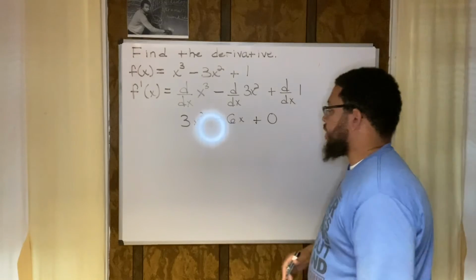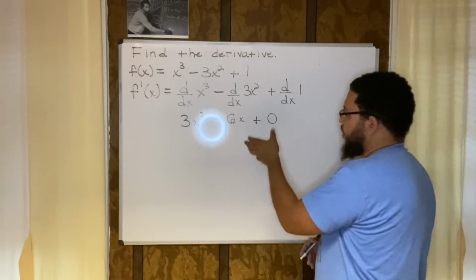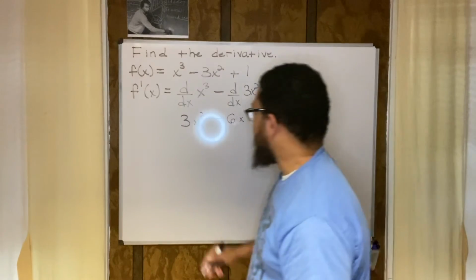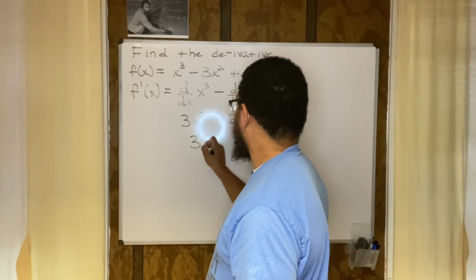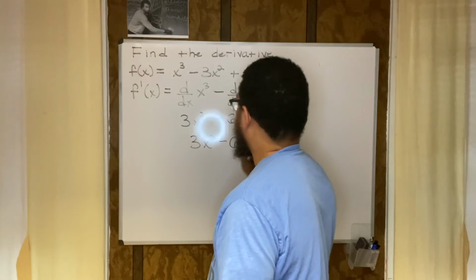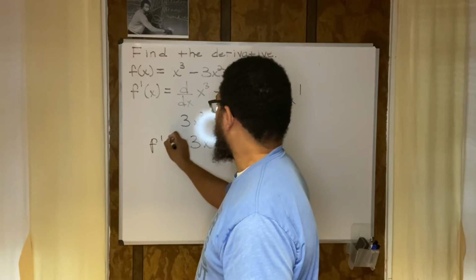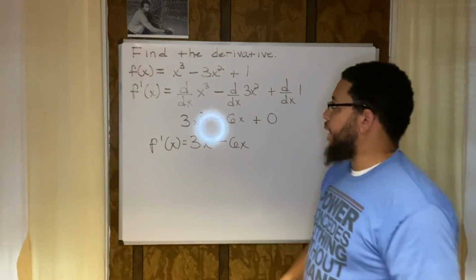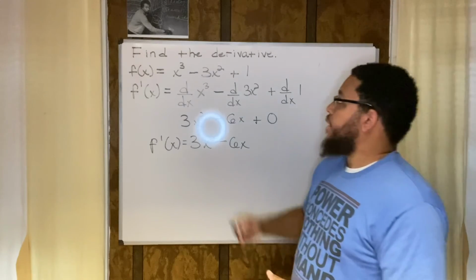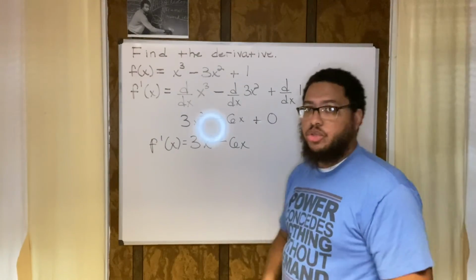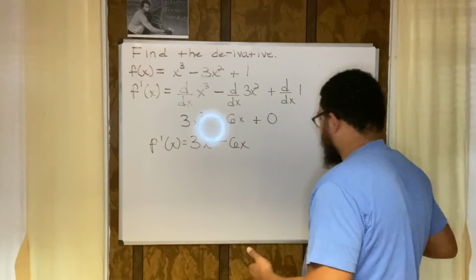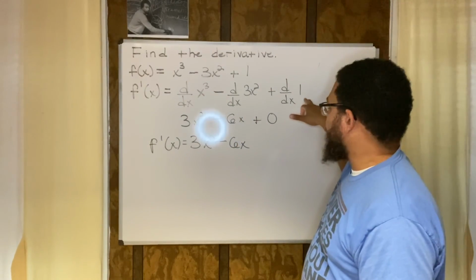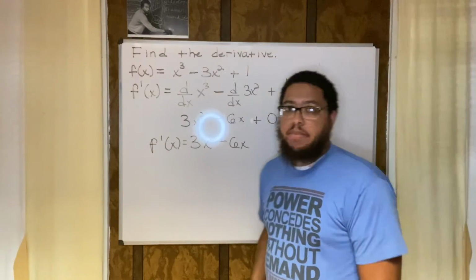So now I'm basically done, except I just need to simplify this because I don't need to write plus 0. I just wrote it there to show what's actually happening step by step. So I'm going to simplify this, and I'm going to have 3x squared minus 6x. So I got f prime of x is equal to 3x squared minus 6x. And that's about it. That's how you find the derivative of a function, using a couple different rules. We used the power rule, and we used the constant rule, right? And that's really about it.